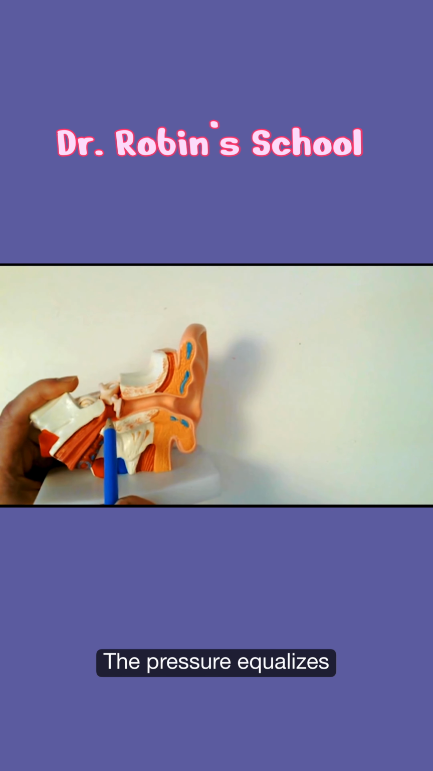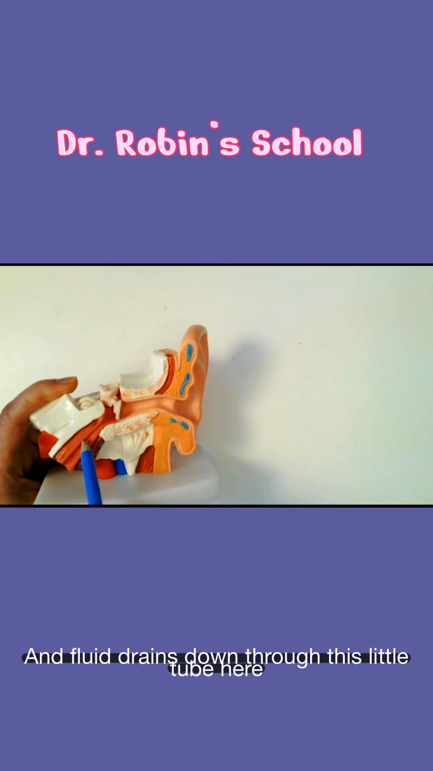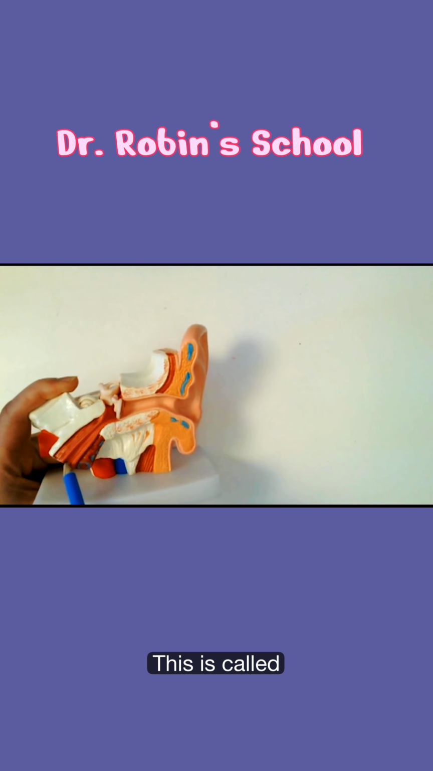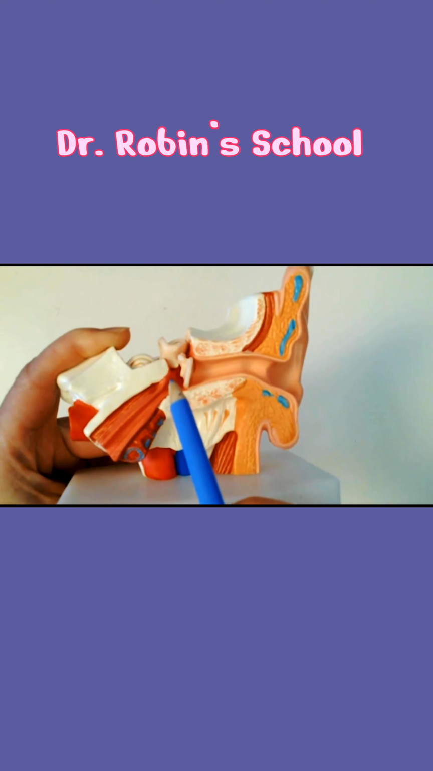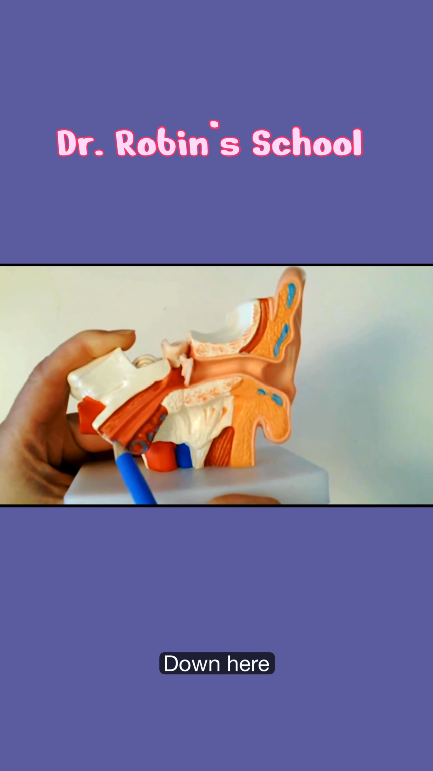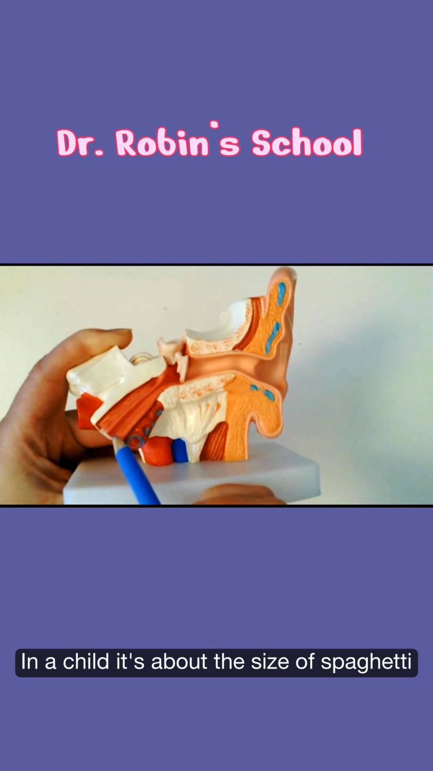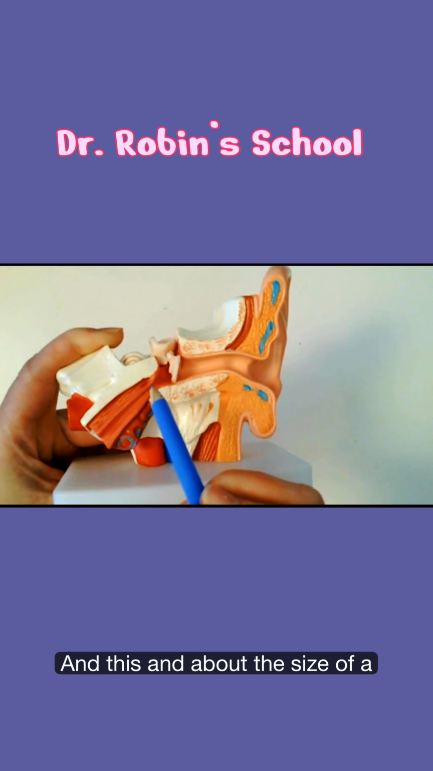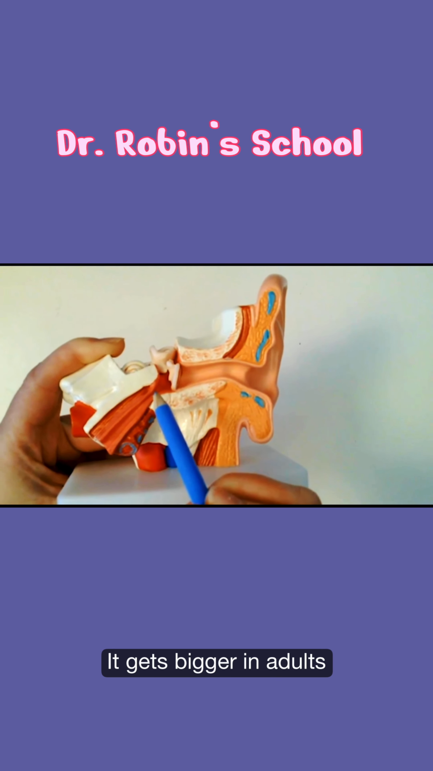Normally, the pressure equalizes on either side of this eardrum and fluid drains down through this little tube here. This is called the Eustachian tube. Let me lift this way up here so you can get a look at it. At this end of the Eustachian tube, it gets very narrow and then it gets wider down here. Down at this end, in a child, it's about the size of spaghetti. And at this end, about the size of a hair. Very tiny. It gets bigger in adults.